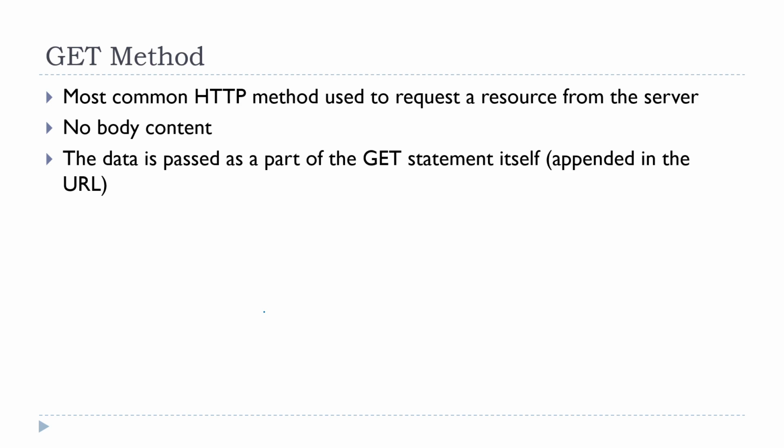Now, the get method does not have body content. When we are sending the get method, in the header we do not have a body part. We are just passing the URL. Whatever URL we are passing, we append the parameters to it in the URL itself. Because we do not have a body for the get method, whatever data we want to pass to the server, we pass it in the URL itself.